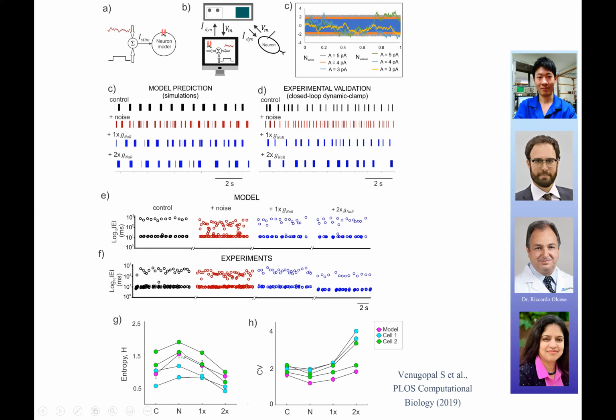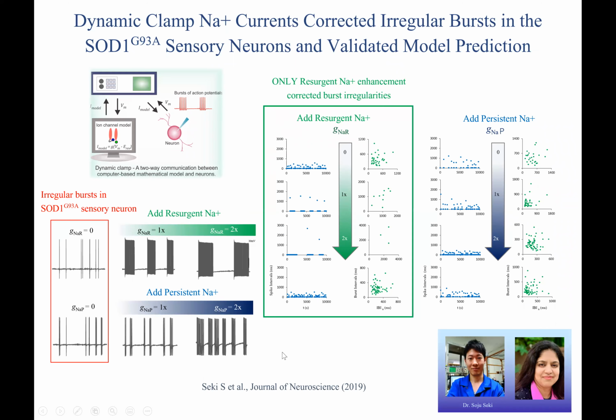And then we saw that we could indeed manipulate the information present in the spikes and actually fix that with a specific type of ion channel current. So this was also very exciting for us. And finally, we put that in practice to see if we can correct what happens in the disease.